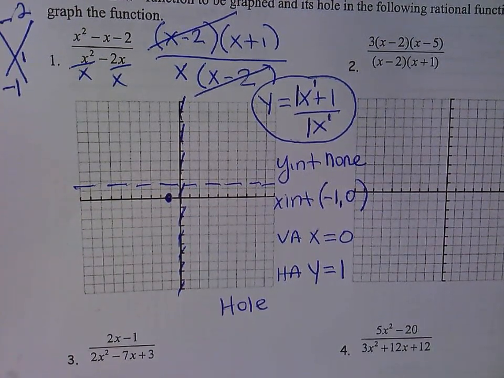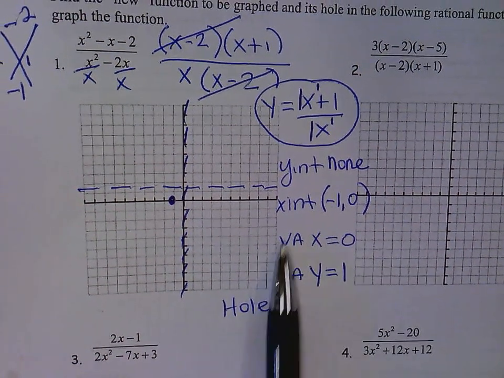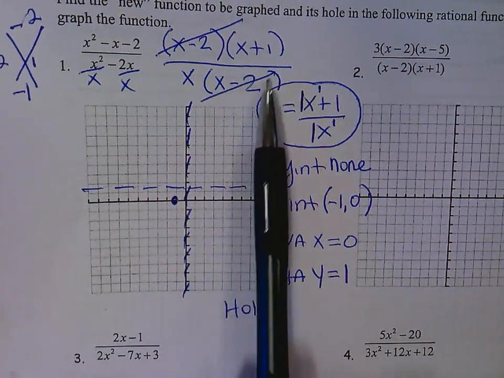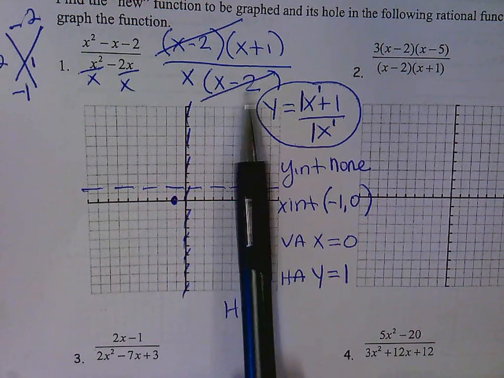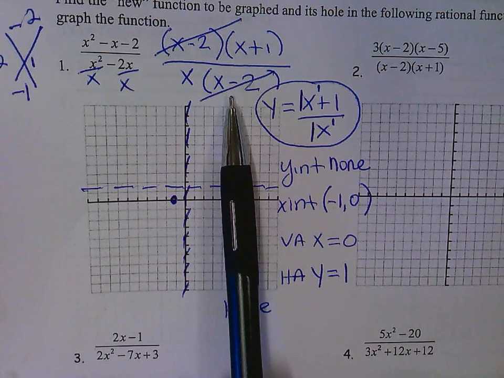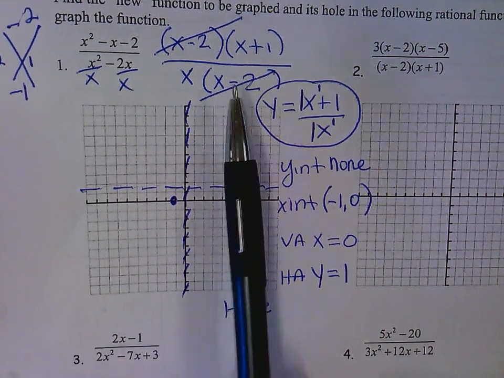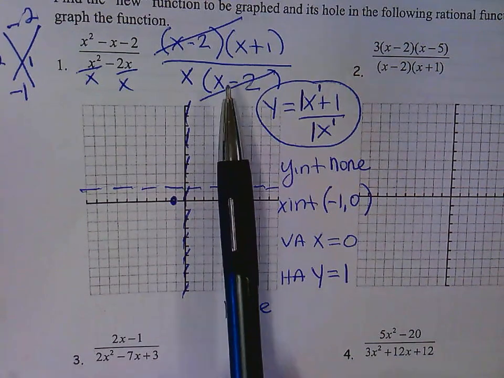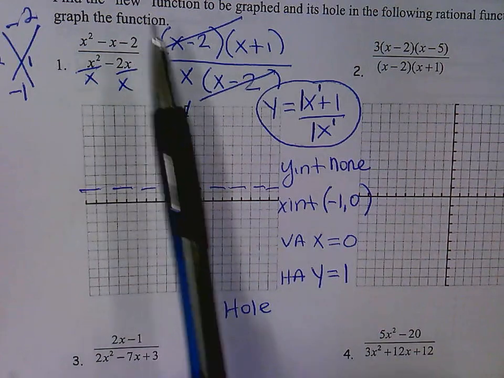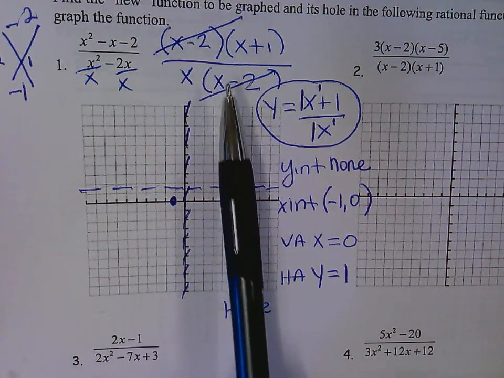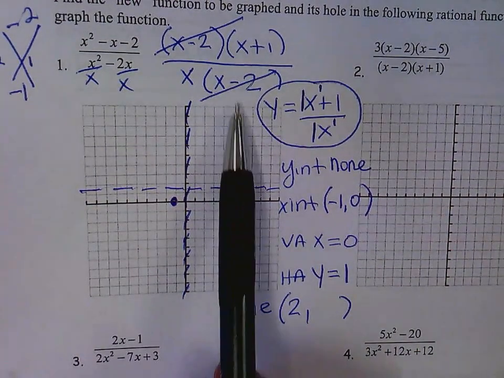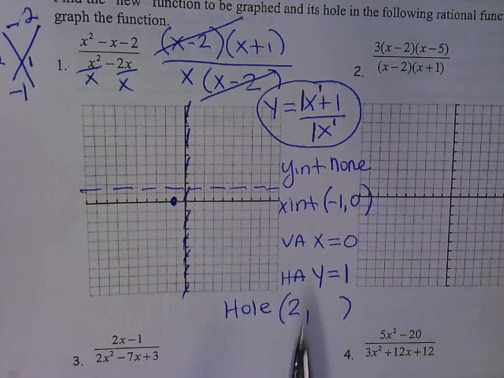I have to find the hole. To find the hole, you're going to go all the way back to this original function. What canceled up here? The x minus 2's cancel. Where would this have had another asymptote? So where would x minus 2 have been 0? When x was positive 2. So positive 2 should have been listed in vertical asymptote here, but because we canceled it, it's just going to become a hole in our graph. So our hole is when x equals 2, because 2 is undefined in the original problem.